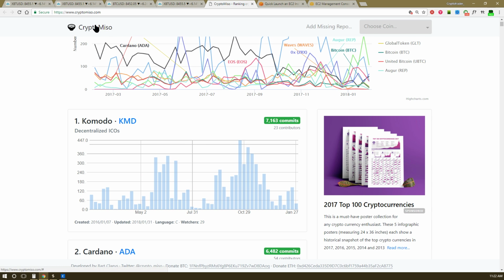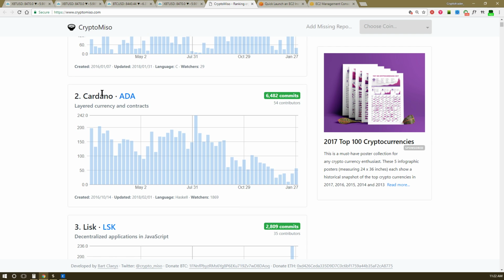What is Crypto Miso? They rank coins based on their activity on GitHub, which is where programmers coordinate with each other on open source projects. They open source their projects and allow people to come in and make commits, fix problems, and develop solutions and better ways of doing the same thing, pretty much updating these coins. Now, second, you've got Cardano. That was number one yesterday.